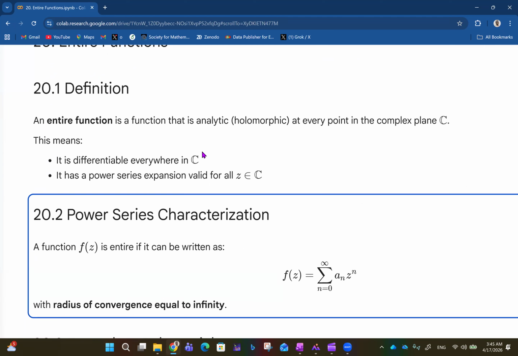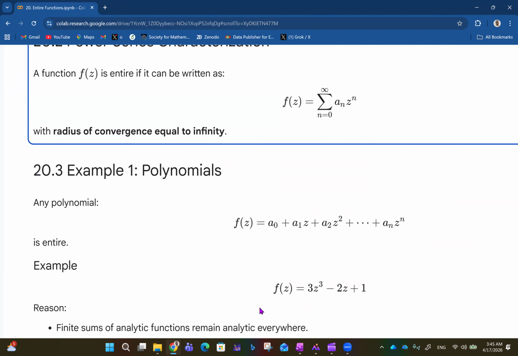This means it is differentiable everywhere in the complex plane, and it has a power series expansion valid for all z belonging to the complex plane. So talking about the power series characterization, a function f(z) is entire if it can be written as f(z) equals the summation from n equals 0 to infinity of a_n z^n, with radius of convergence equal to infinity. Okay, that's when you say a function is entire.